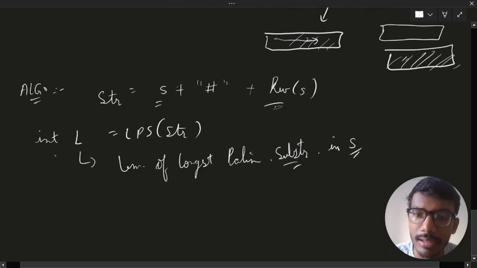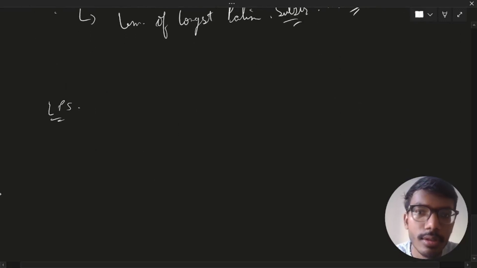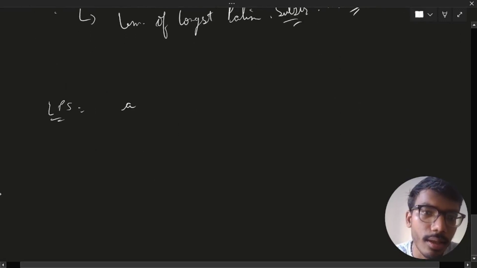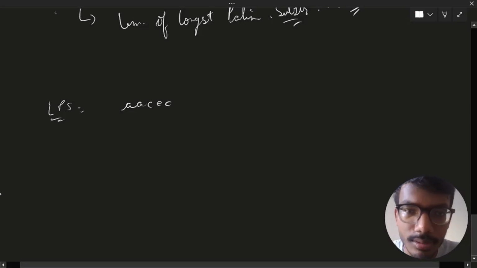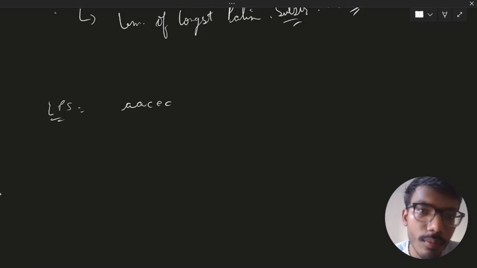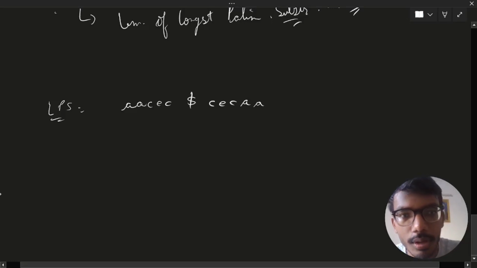Let us dry run how you can find the LPS. Let us say I have a string a c e c. For an instance, I am not taking the full string because it would be a very big example. So let us take this string. Now I am reversing it, as I told you, and appending it with a dollar. Correct. Now I am building my LPS array.